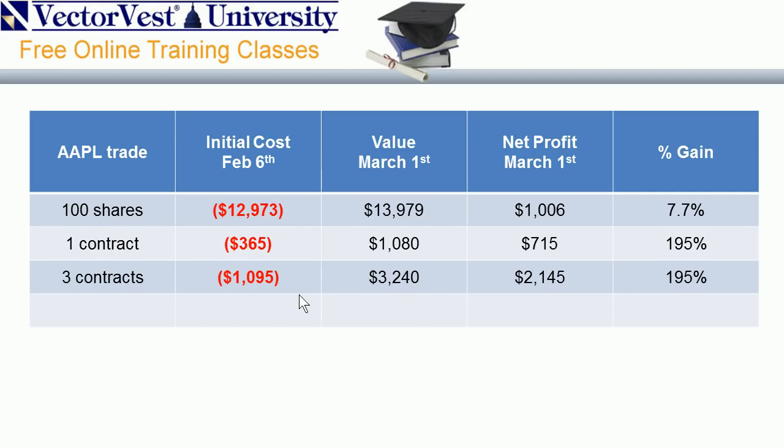If you had done 3 contracts, for instance, your initial cost would have been $1,095. The value on March 1st would have been $3,240, which left you with a net profit of $2,145. Again, that's a 195% return on your investment. And if we bump it up to 10 contracts, well, you can see the difference as you continue to move up. But that 195% gain came after an initial cost or cash outlay a lot less than if you owned the overall stock. Again, the definition of leverage here: using less money to generate higher returns on investment.